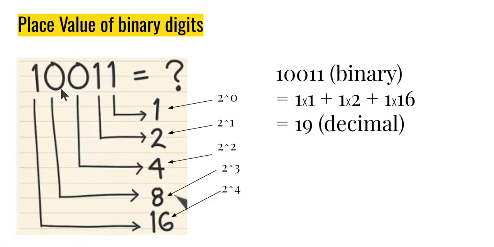Which means that 10011 in binary is equivalent to 1 times 1, plus 1 times 2, plus 0 times 4, plus 0 times 8, plus 1 times 16. And that's why this is equivalent to 19 in decimal.